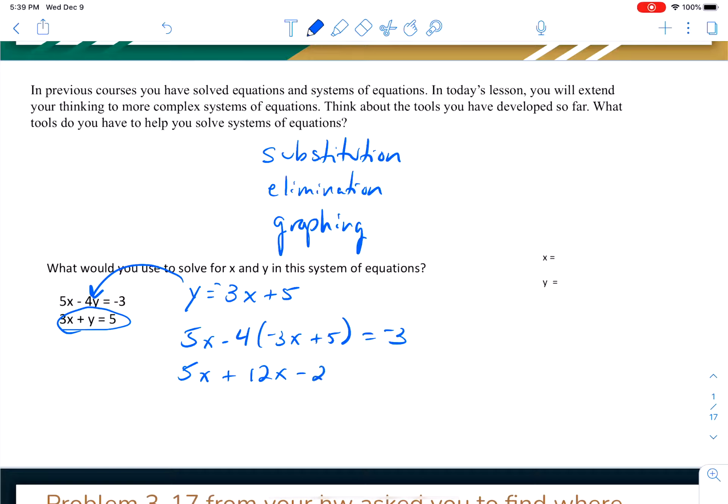Don't forget to distribute the negative sign, so you have a negative 20. Combining like terms and adding 20 to each side, x is equal to 1. So if I know that x is equal to 1, I can take that value and substitute it into my original equation to get y equals 2.